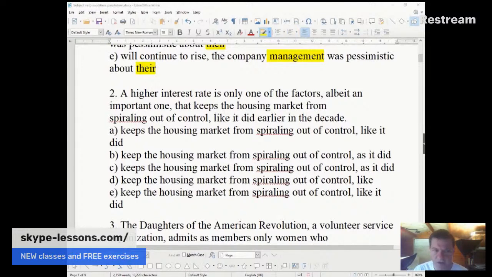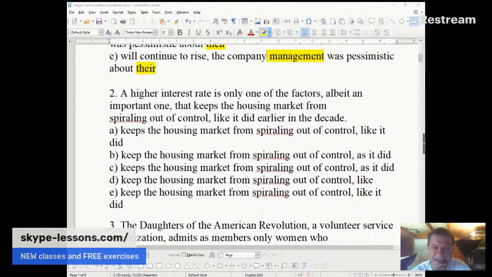But have a look at question 2, and question 2 is a very tricky question. A higher interest rate is only one of the factors, albeit an important one, that keeps the housing market from spiraling out of control like it did earlier in the decade. Okay, now have a look at this question. And again, I want you to locate the subject and the verb. It's the most important element, and that's what we're testing.